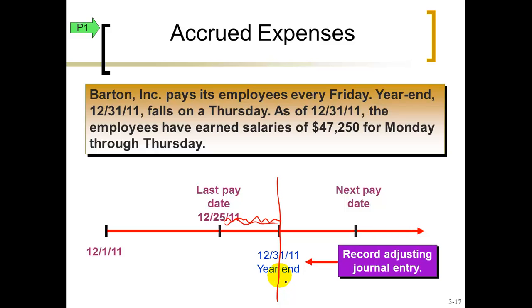So you've got to make an adjustment. I'll tell you what, let's say that you regularly pay them $50,000 per week. So this $50,000 paid here would have been debiting salary or wage expense like we've seen before and crediting cash. Here you're going to be debiting salary expense for $47,250, but you're not going to credit cash because the cash is going to be spent over here on payday.